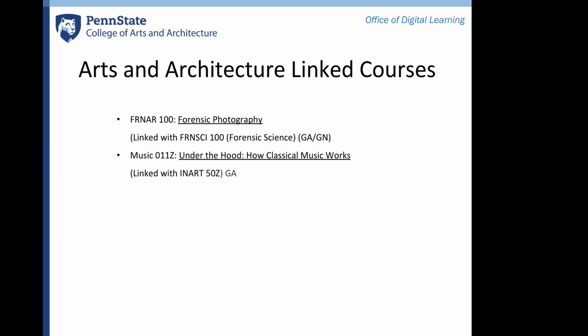But if they're looking to fulfill that integrated studies requirement, and I believe it's 6 credits that students need in order to satisfy that Gen Ed requirement, that's a 2-course sequence. Both of those are 3 credits. The students can easily knock that out together if they have that interest in the forensic sciences. Music 11Z is the same. Under the Hood: How Classical Music Works is linked with InArt 50Z, and that one is a GA.